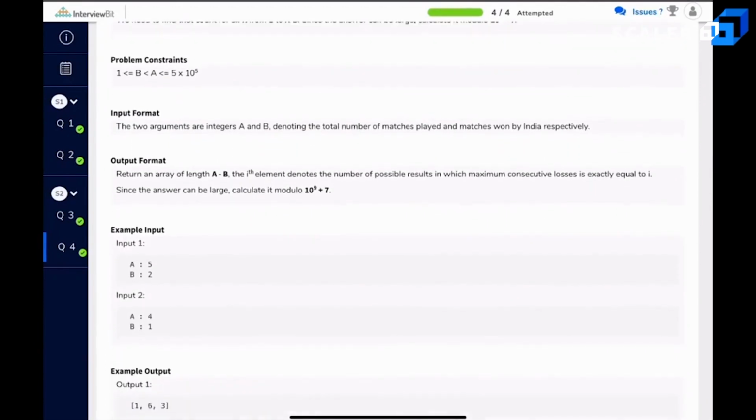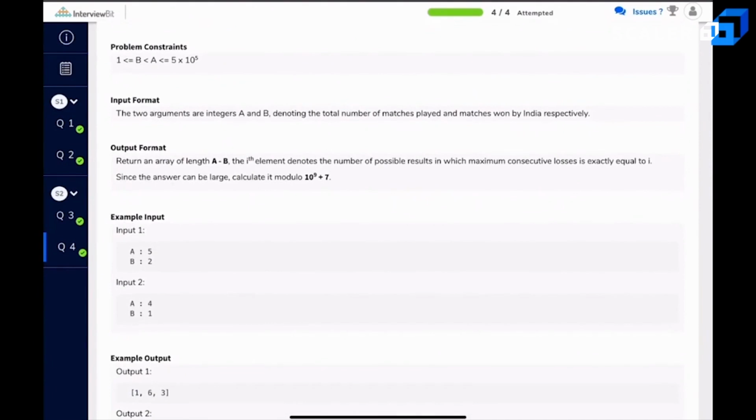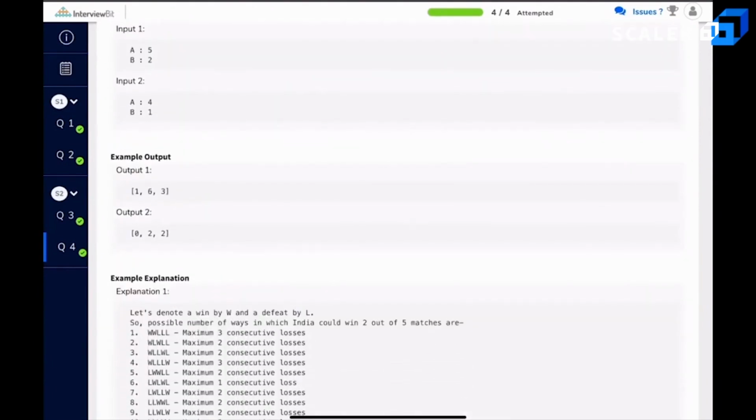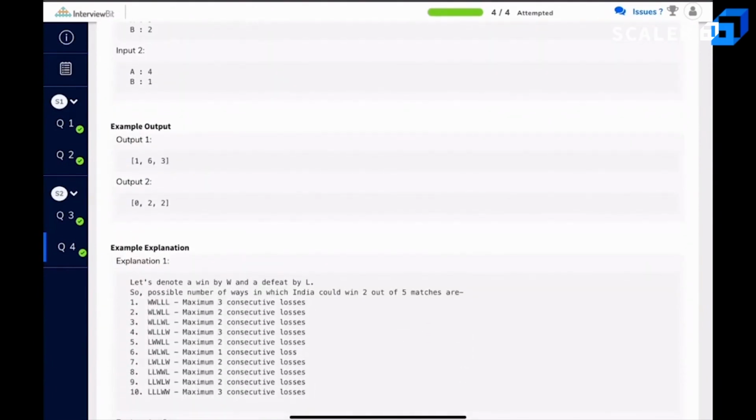So for example, if A is 5 and B is 2, that is, India played 5 matches and won 2 out of them, we have 5C2 ways, 10 ways. You can see that there is one way in which India will lose at most one consecutive match: that is loss, win, loss, win, loss. There are 10 ways in total. There will be one way in which India could lose maximum one consecutive match, 6 ways in which India could lose maximum 2 consecutive matches, and 3 ways in which India could lose maximum 3 consecutive matches. So we need to return that array.